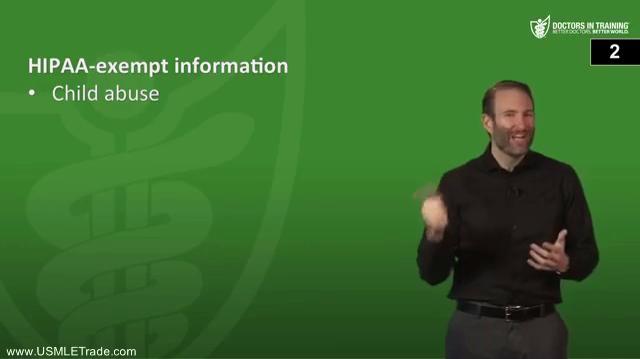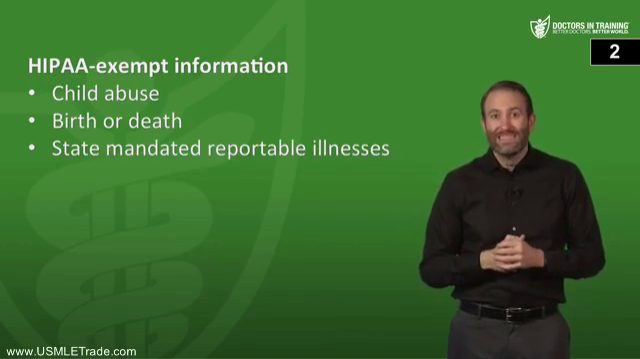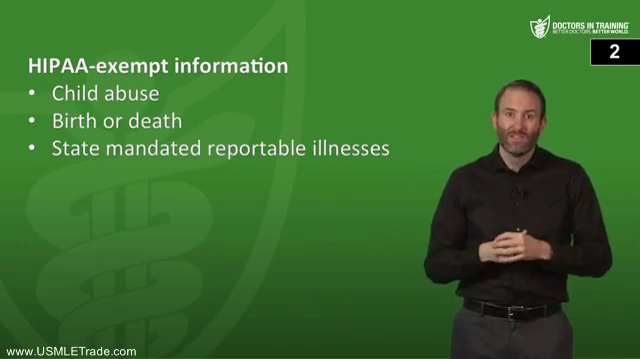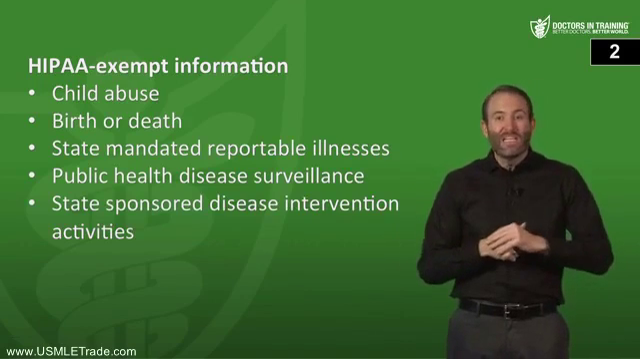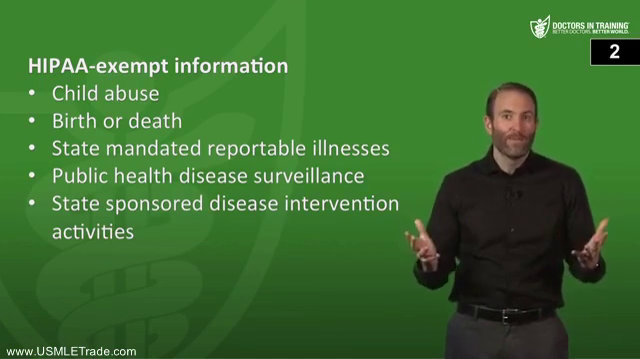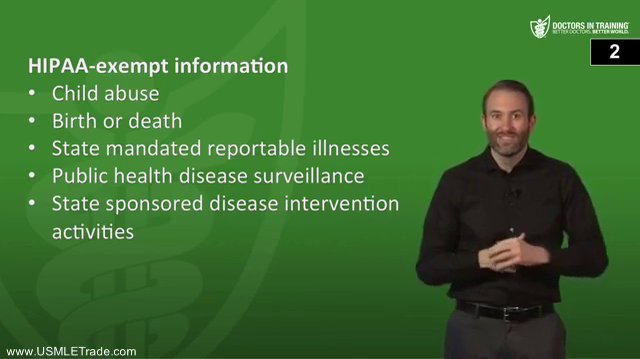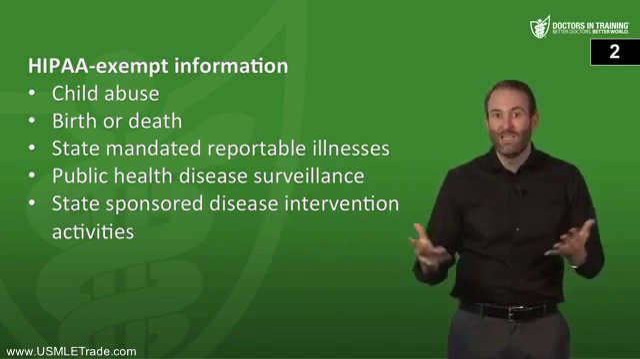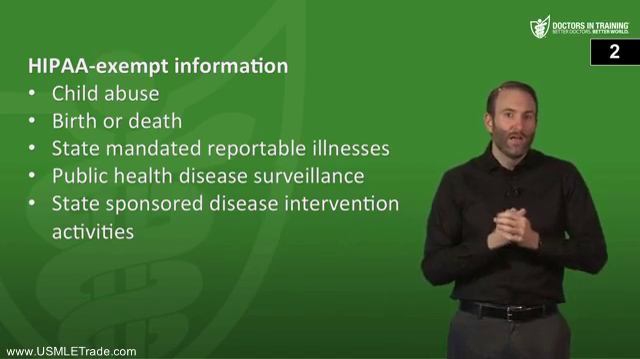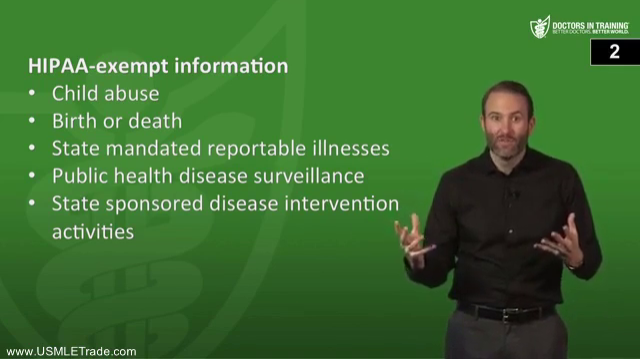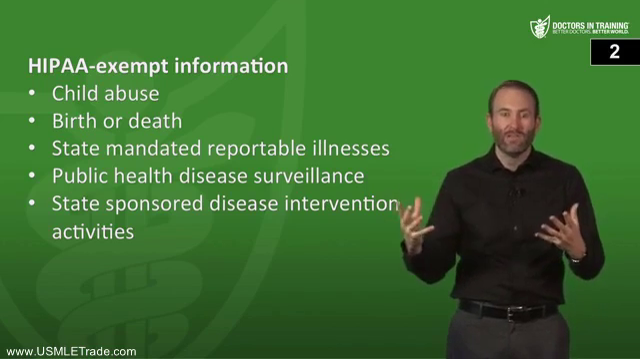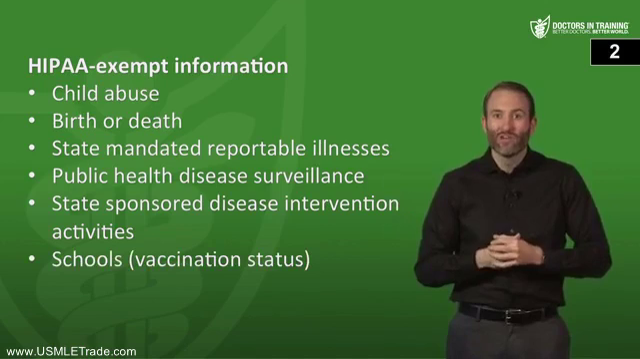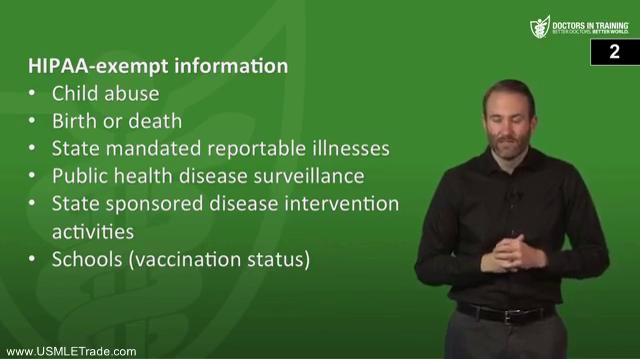Next question, what are some of the circumstances in which information is HIPAA exempt, meaning that your health information can be shared with another party? So there's a long list. Things like child abuse, birth or death information, disease reporting of state-mandated reportable diseases, public health disease surveillance, and then state-sponsored disease intervention activities. So an example of this would be a scenario where a physician reported to the state information regarding a patient having an STD or tuberculosis. The state then contacts the patient to determine close contacts that might also have contracted that STD or TB to protect other people. Also, schools are exempt, meaning they can ask about vaccination status.